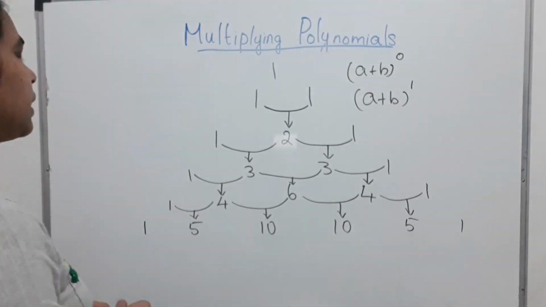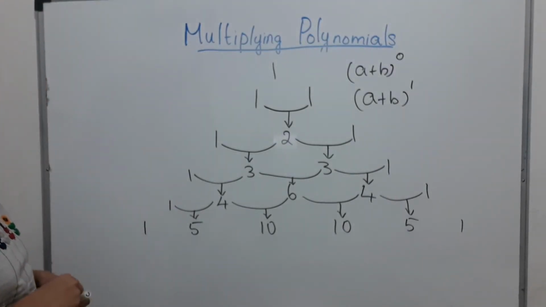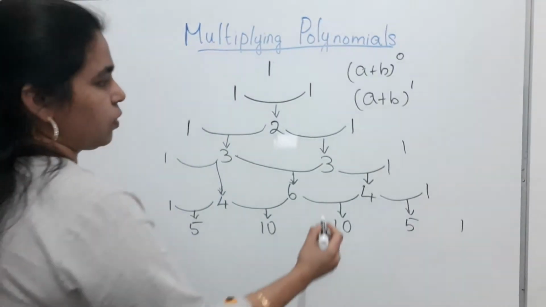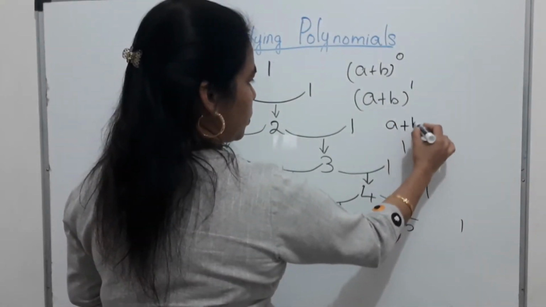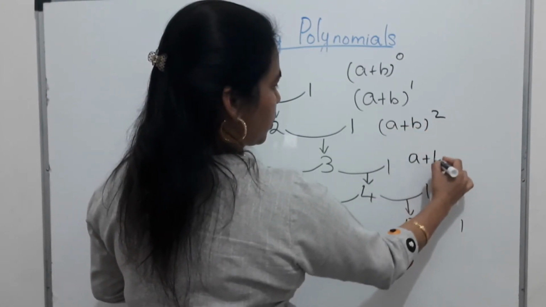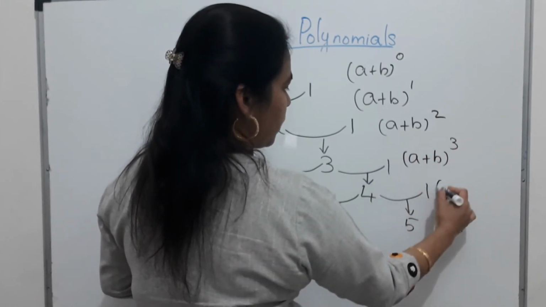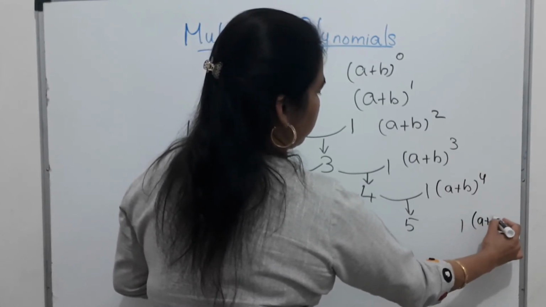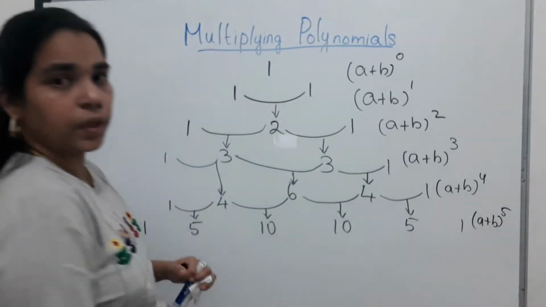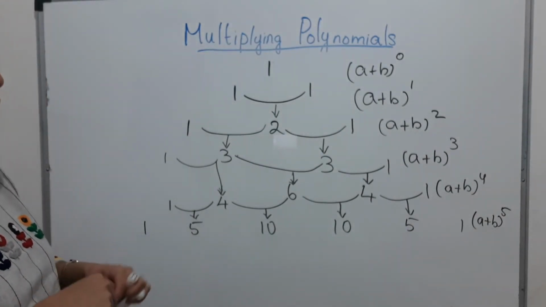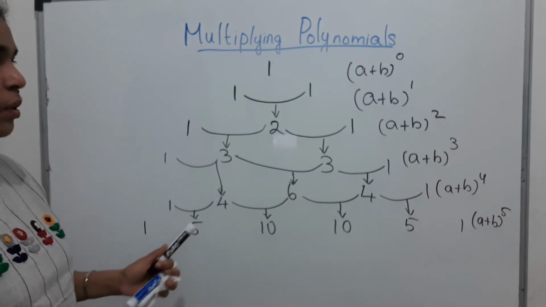Okay, now let's see how can you use Pascal's triangle to write or expand any brackets or functions or expressions. This is for a plus b to the power 2, and this is for a plus b to the power 3, and this is for a plus b to the power 4, and this is for a plus b to the power 5. Okay, so now we can see how can we use Pascal's triangle to expand the brackets.